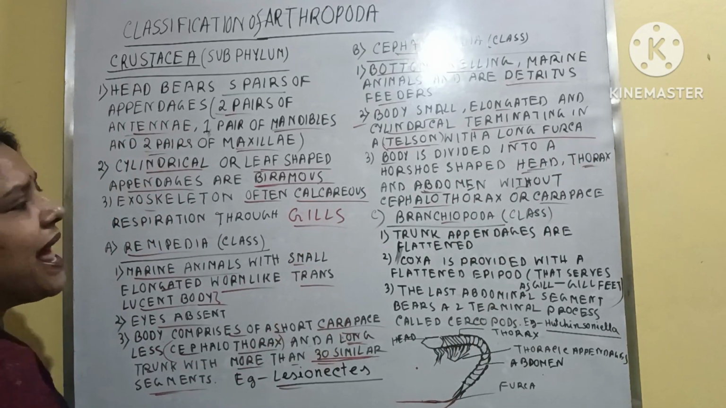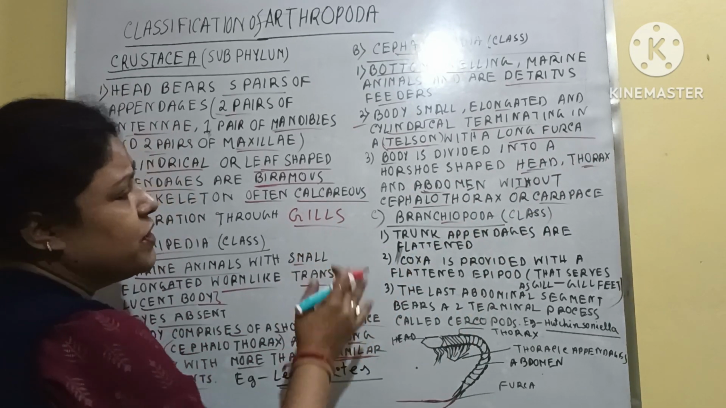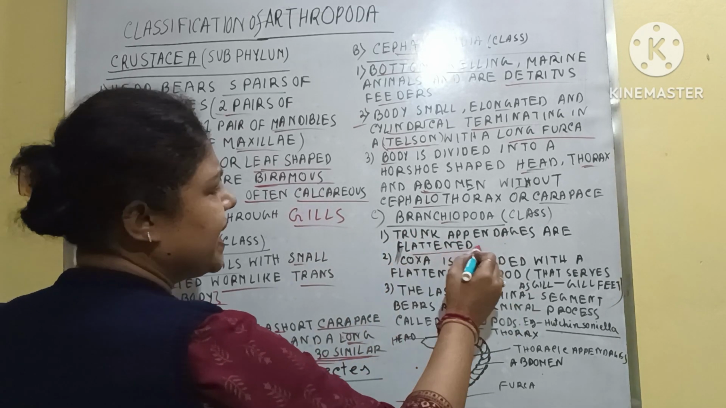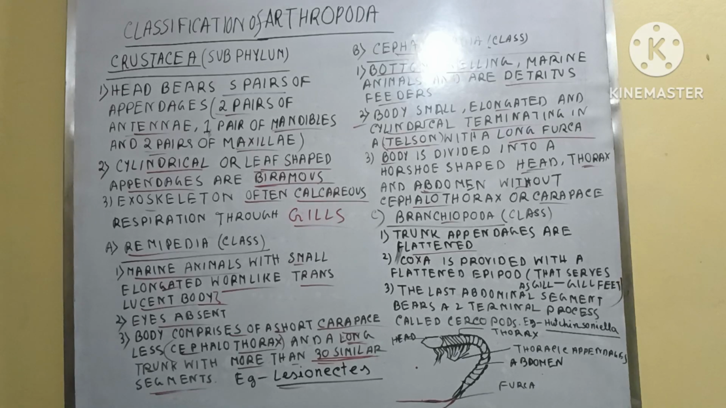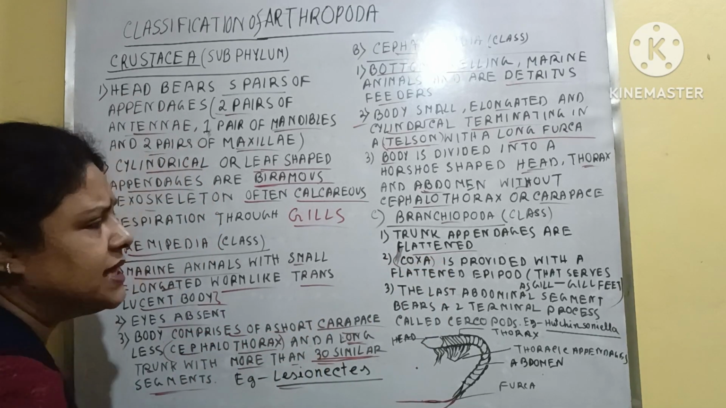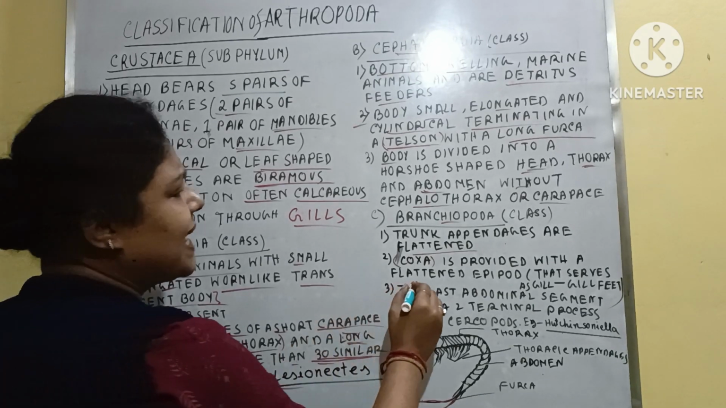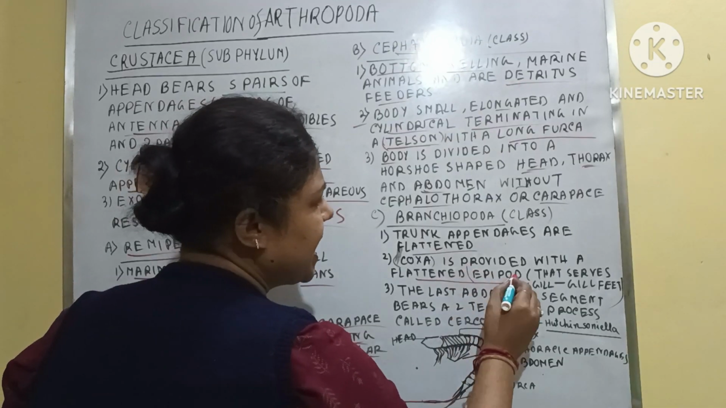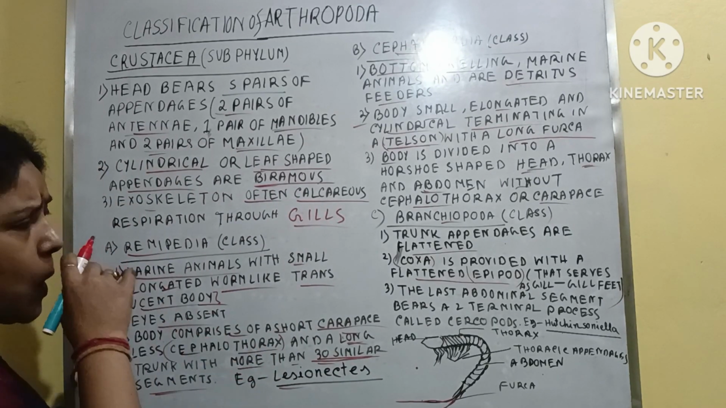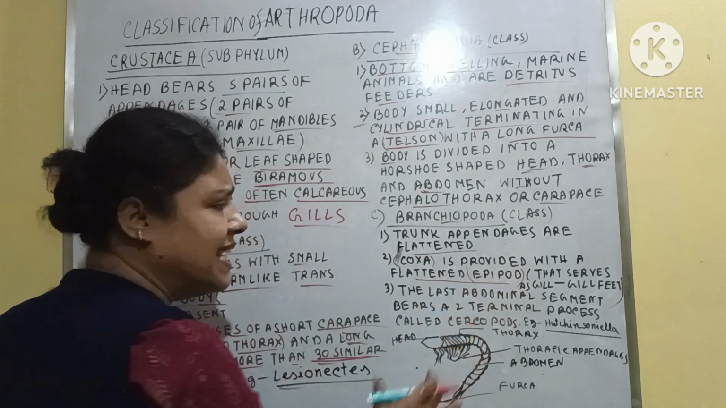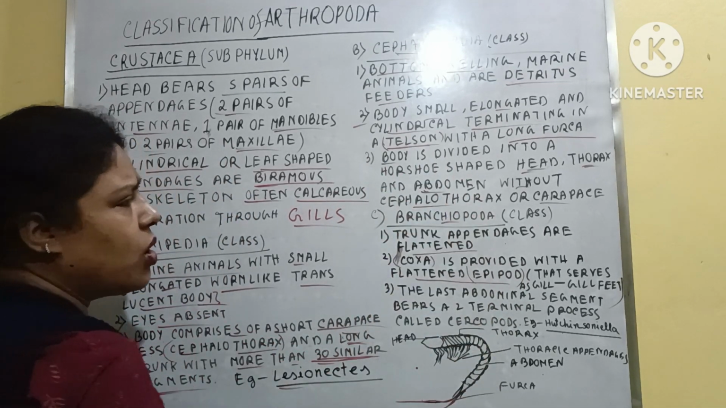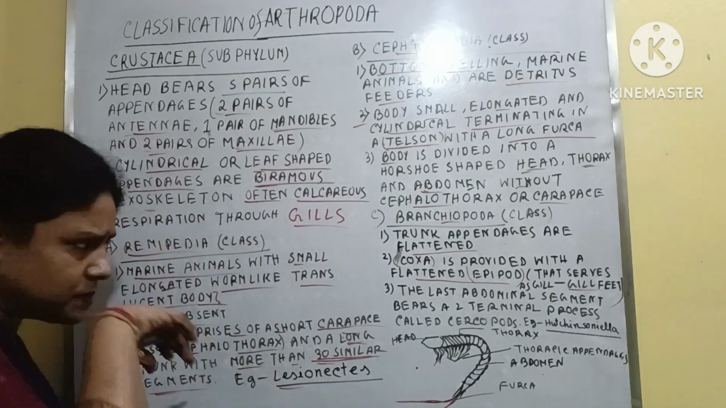Number C, Branchiopoda. What are the features of the Branchiopoda? The trunk appendages are flattened. Coxa is another part that is provided with a flattened epipode. What is the epipode? Epipode is a gill-like structure, or it serves as gill. That's why these classes are also called gill feet.